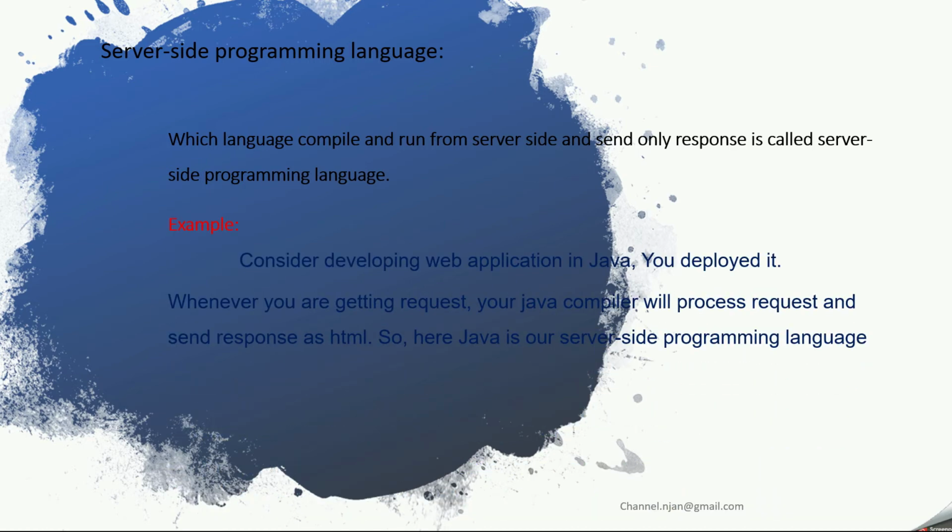So in this example, consider developing a web application in Java. You deployed it on some server. Whenever you get the request, your Java compiler will process that request and send the response as HTML. So here Java is our server-side programming language. Mostly even C#, multiple programming languages are server-side languages.